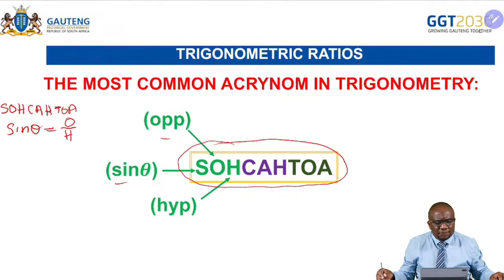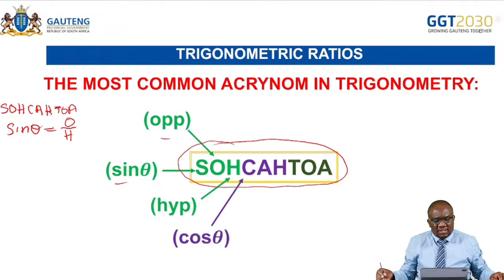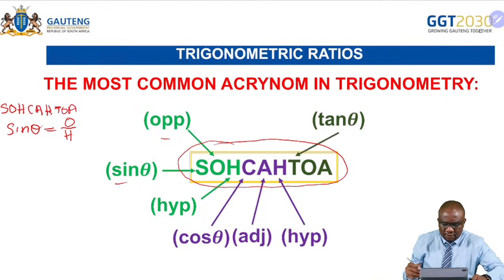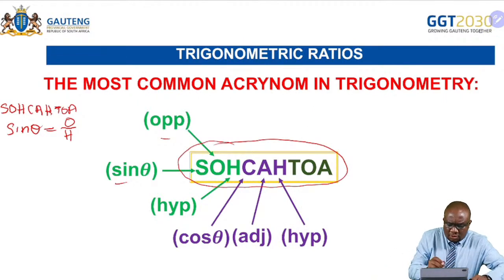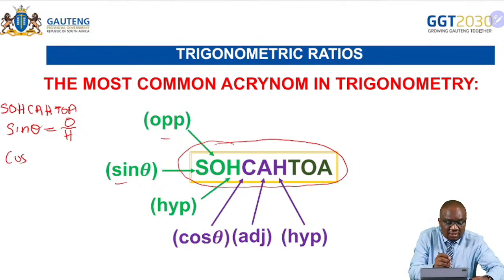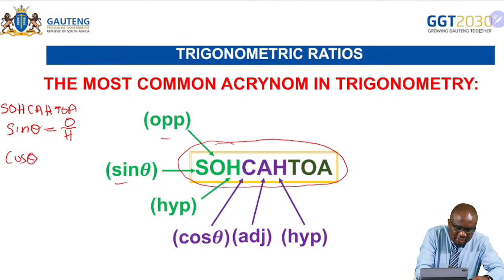Cos theta is adjacent over hypotenuse. Okay, let me go back a bit. Right, cos theta. I'm using theta. We don't always use theta for angles, do we? Cos theta is adjacent over hypotenuse.